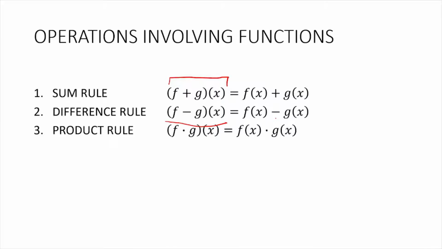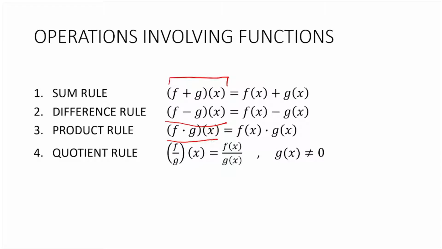And then we have here the product rule. So the product between two or more functions. This is how we usually represent this operation if functions are involved. So (f times g)(x) basically means f of x times g of x.